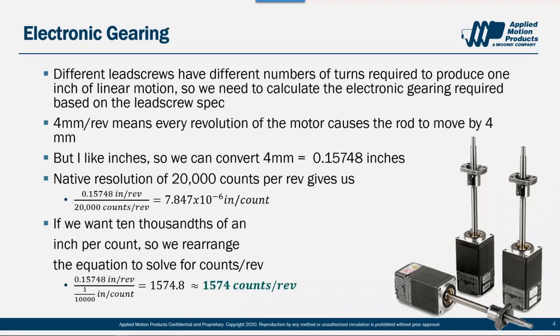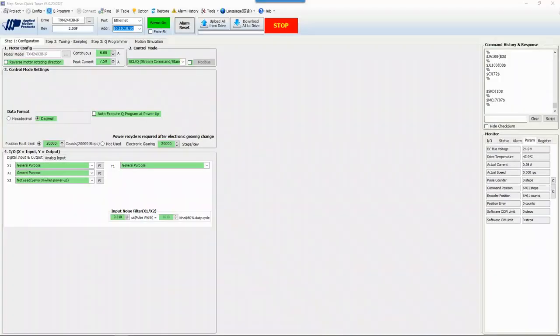So all that said, I am going to end up with an electronic gearing of 1574, which is going to give me almost 10,000 counts per inch. I'm just going to be off by 0.8 counts. And we're only going plus or minus a couple of inches here, so we're never going to notice that in our application. In your application, you might notice it. And that's why it pays to do this exercise first, to make sure you land on an even integer number for your electronic gearing. Let's actually look at how you run this thing.